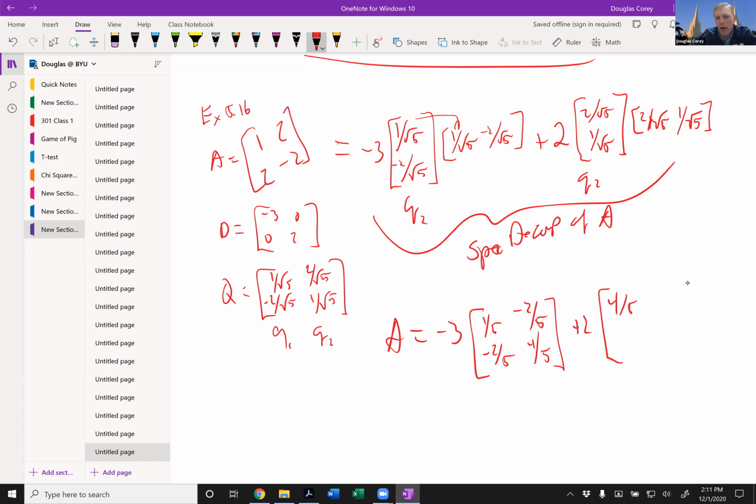These are called outer products instead of inner products. This outer product form will come up again in the singular value decomposition. So this is just the spectral decomposition of A, where we've multiplied out those outer products to get 2 matrices.